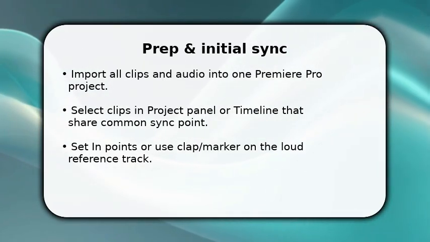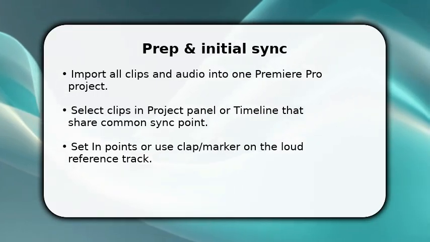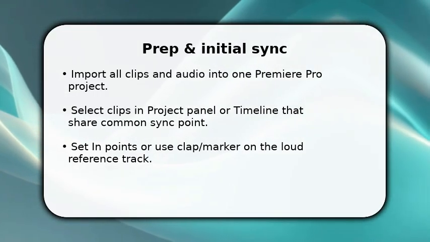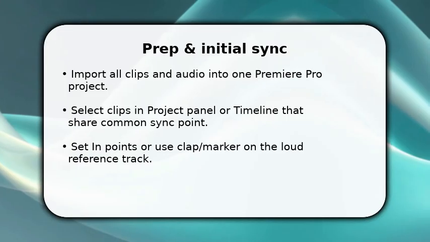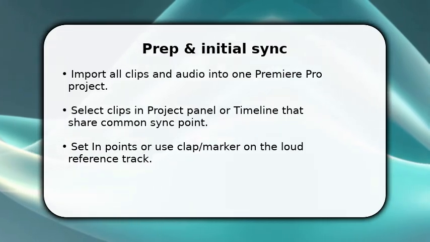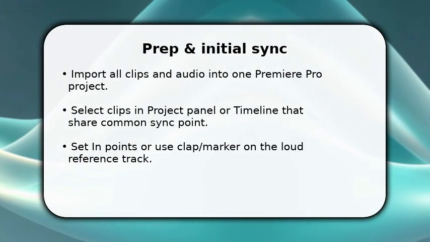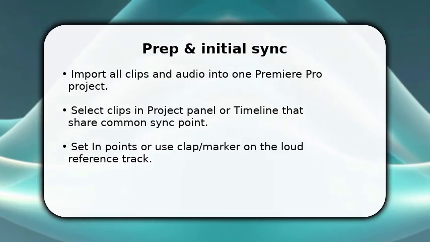Select the clips you want to align in the project panel or timeline, then set in points at the chosen frame, or drop a marker on the reference track so Premiere can match timing. Once done, keep clips selected and proceed to the automatic synchronization step. This saves huge manual trimming later.